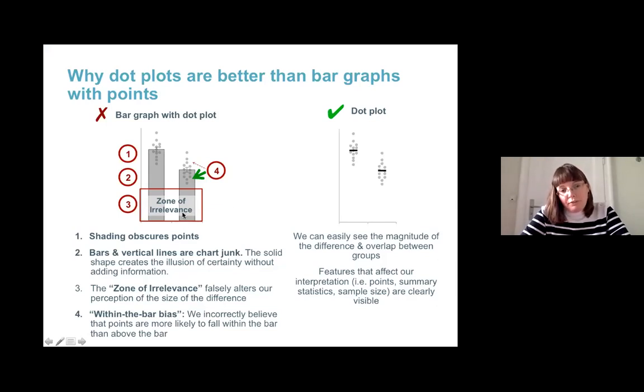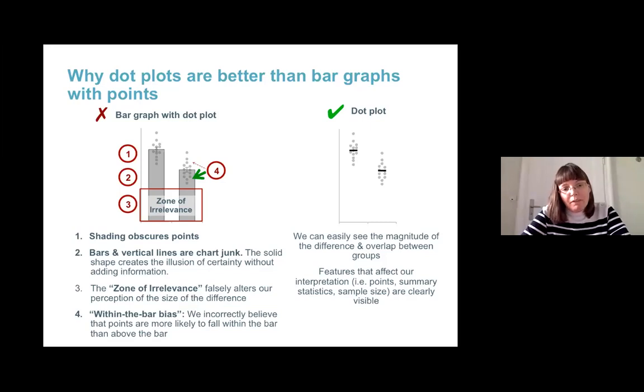With a bar graph, our picture is a lot more cluttered. So often the first thing that we'll do is shade our bars. And when we shade our bars, it can make it harder to see the data points that are inside those bars. The next point is that the bars and the shading and the vertical lines are actually chart junk. So we have a solid shape here creating the illusion of certainty, but that shape isn't actually adding any information. The means are exactly the same, whether there is a bar there or not. So the bar doesn't matter. And furthermore, when I say it creates the illusion of certainty, that bar looks just as solid, whether I have 2 data points or 2,000 data points. And in reality, those two situations are vastly different in terms of how much confidence I would have in the data.